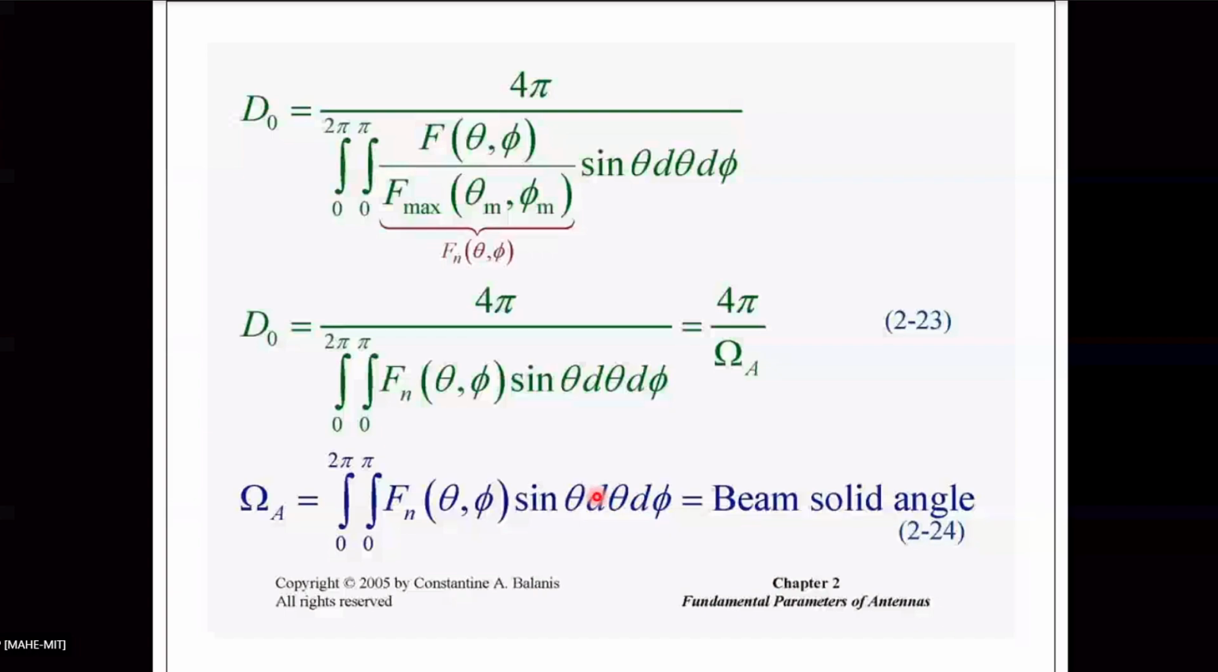Yes, sir. Okay. Now for antennas with one major lobe, the beam solid angle omega A is approximately given by the product of the half power beamwidths in two perpendicular planes. For an antenna with only one major lobe, omega A is given by the product of half power beamwidths in two perpendicular planes. Okay, we'll come to that.